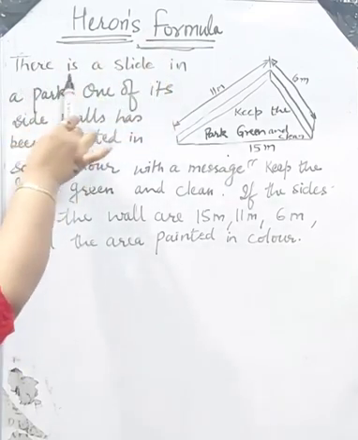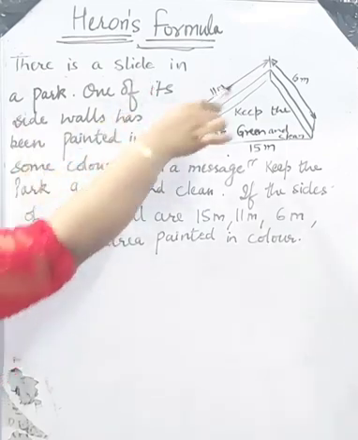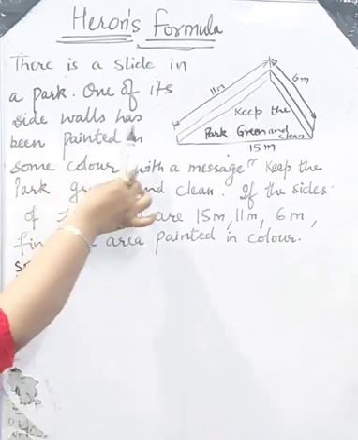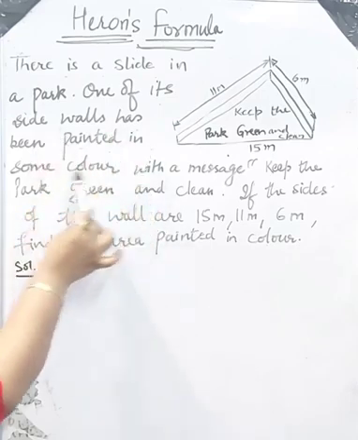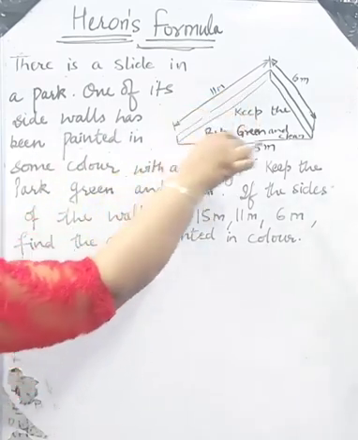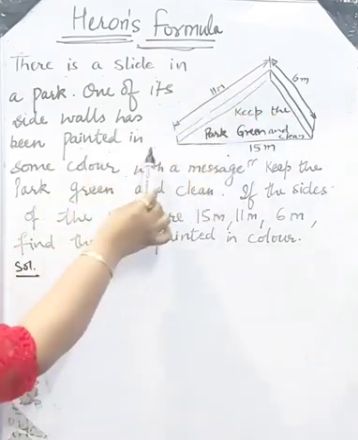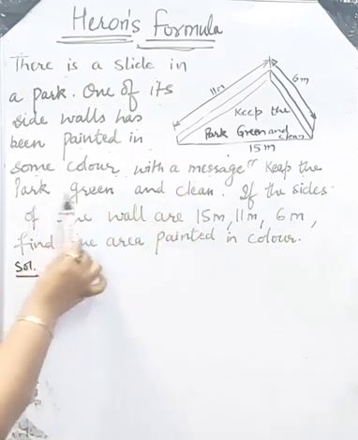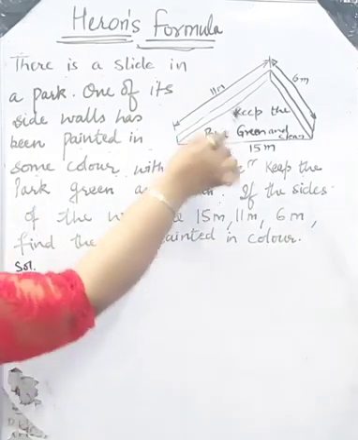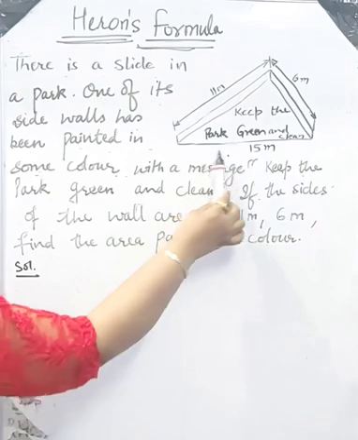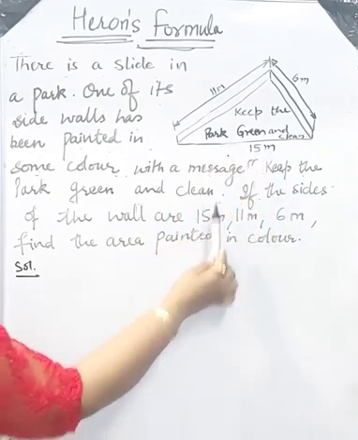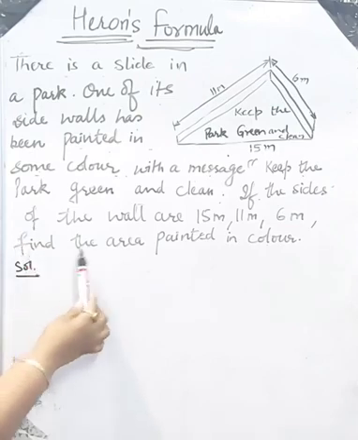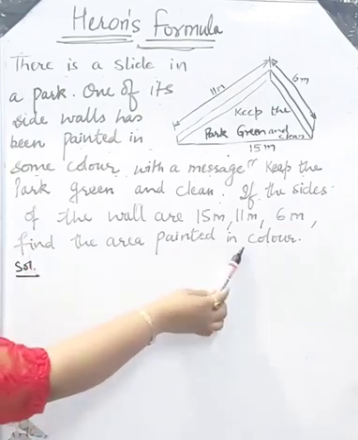Now the question is, there is a slide in a park. One of its side walls has been painted in some color with a message, keep the park green and clean. Now if the sides of the wall are given, which are 15 meter, 11 meter and 6 meter, then we have to find the area painted in color.